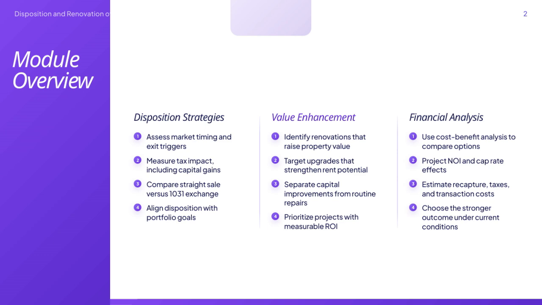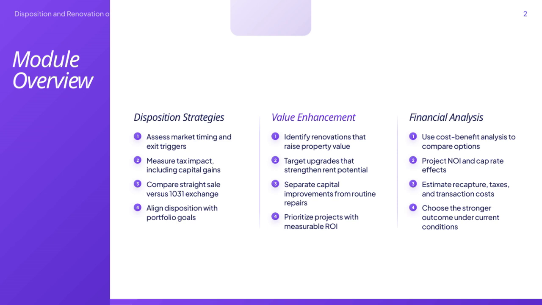Next, value enhancement involves pinpointing renovations that effectively raise the property's value. The focus should be on upgrades that truly boost rent potential, rather than just cosmetic improvements. It's also vital to distinguish between capital improvements, which can add lasting value, and routine repairs that maintain the property. Prioritizing projects based on measurable return on investment helps ensure resources are used efficiently.